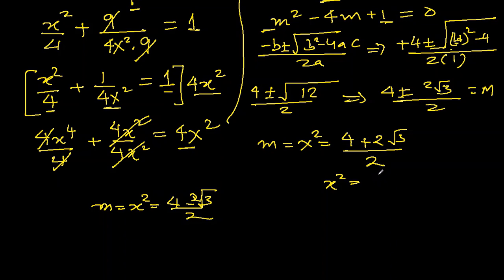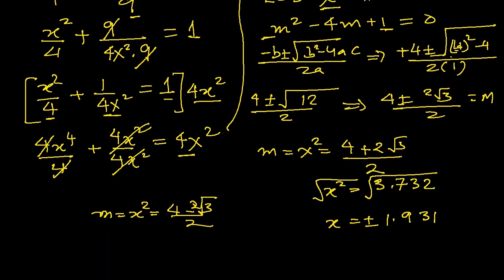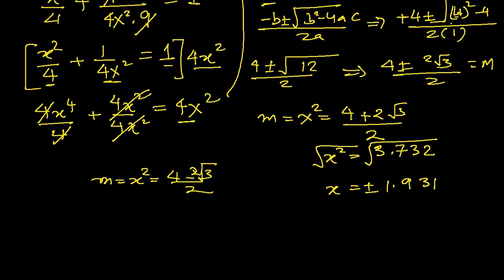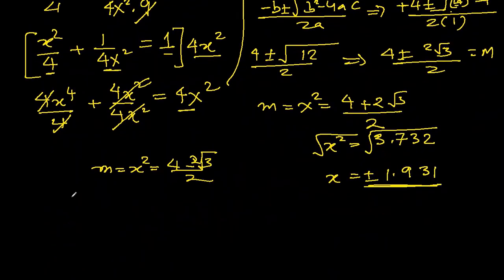So I got this one as 3.732 and some more digits, but I'm not interested, because I think three decimal places will be enough for giving us the answer. So it will be x equal to plus and minus 1.931. Let me see if they want positive only. No, that means we will give the answer in x coordinates. So there are two answers here.